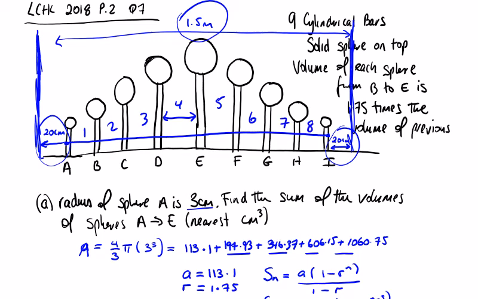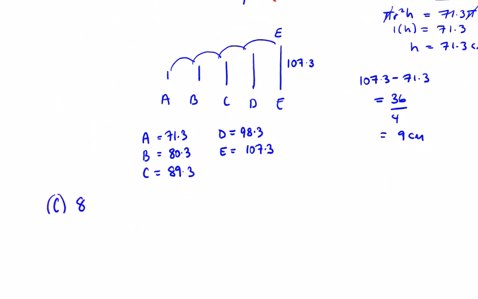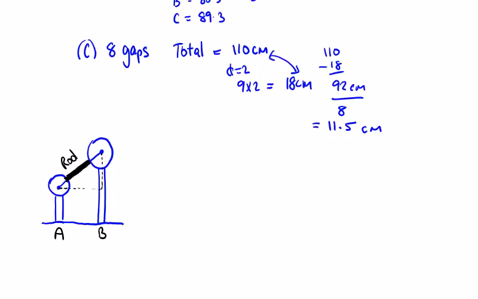Okay, so let's have a look at the solution to this one. We've got 8 gaps. The total distance is 110 centimeters. There's 9 bars, each of radius 1, so the diameter is 2. Multiply the 9 bars by the diameters, we're going to get 18 centimeters, which leaves 110 minus 18, 92 centimeters for 8 gaps, and 8 into 92 is 11.5. 88 and 4 is 92, so 11.5 centimeters.